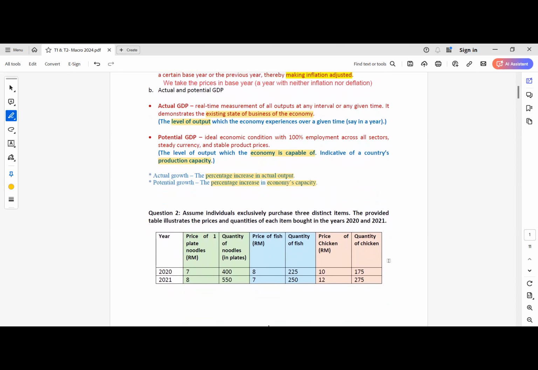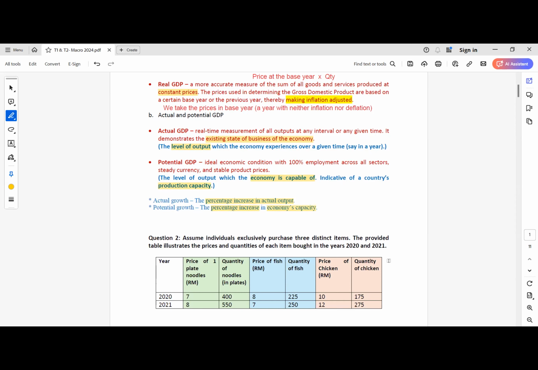So later on, we are going to come across some simple calculation questions. These are the calculation questions that you will be examined on in your midterms. So you may want to pay some attention to those calculations later on. Not difficult, it's very direct.